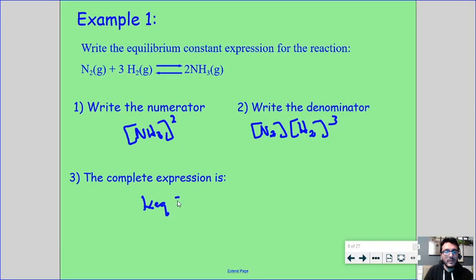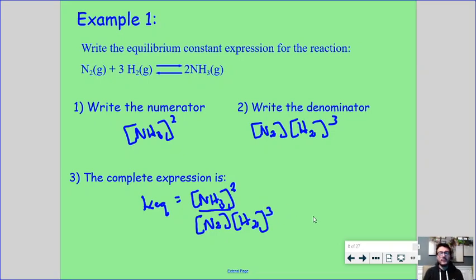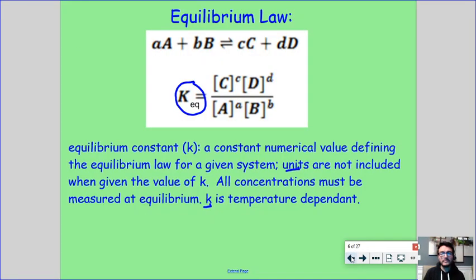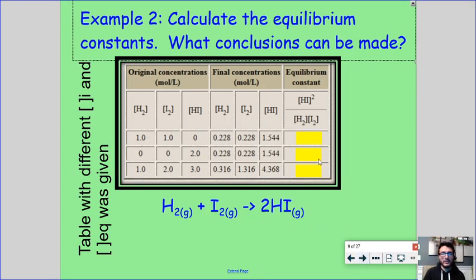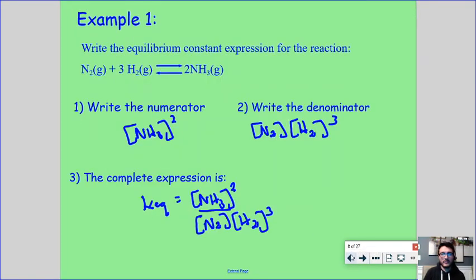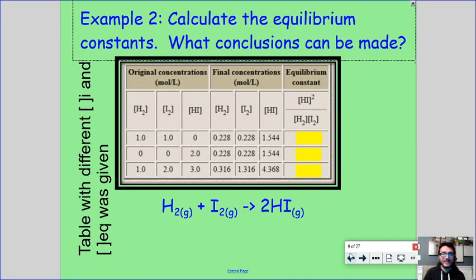KEQ, our equilibrium law, then is numerator over denominator. Okay, so this is our rate law. In this case, at equilibrium, our equilibrium law. Okay, so using an example like this, now extending that to our second example, here we have a different reaction.